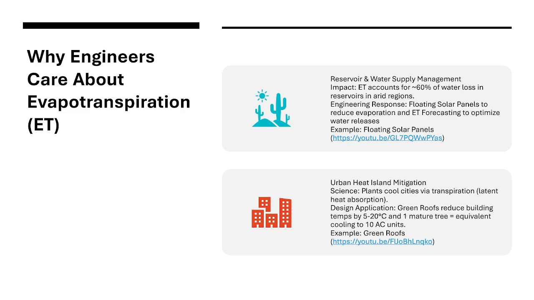Next we have urban heat island mitigation. The science behind this is that plants cool cities via transpiration. We have a design application of this: green roofs reduce building temperatures by 5 to 20 degrees Celsius, and one mature tree is equivalent in cooling to 10 AC units. Energy-wise, this is very good. This can also help with climate change, global warming.